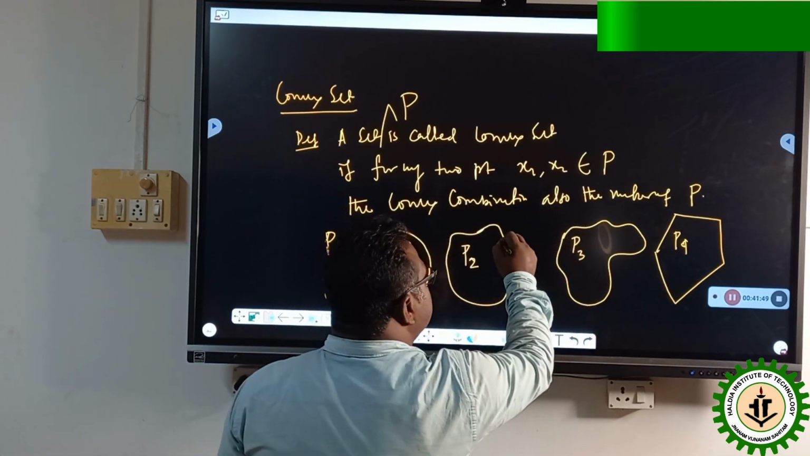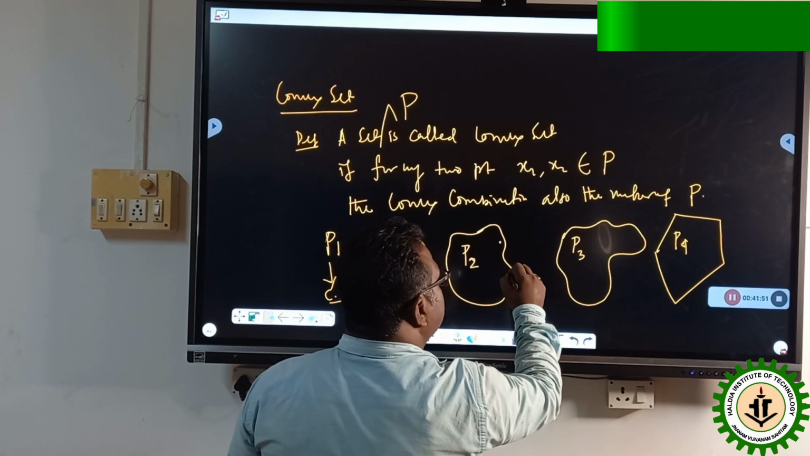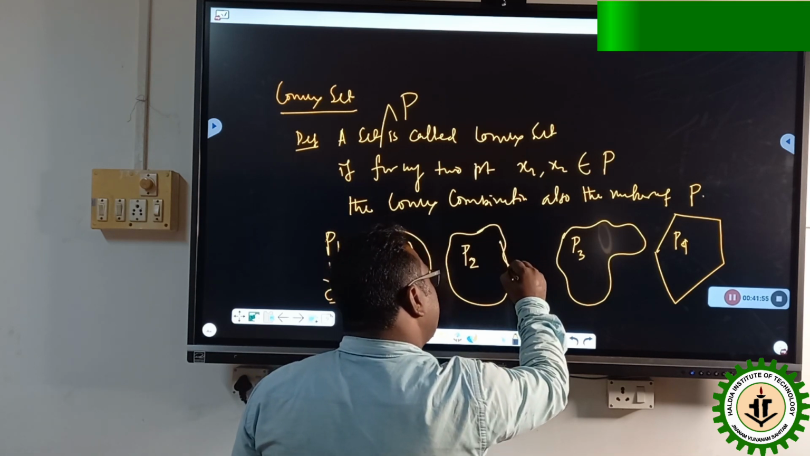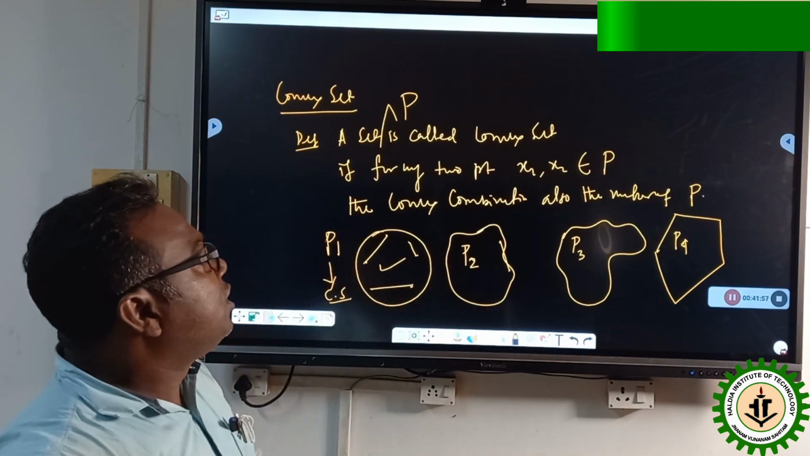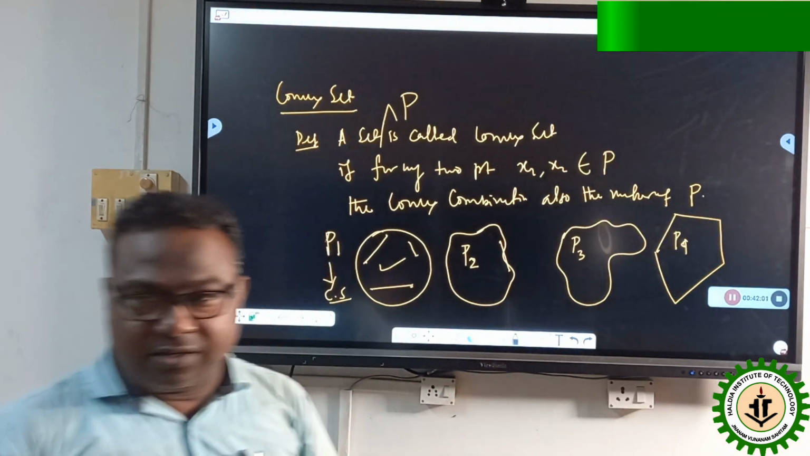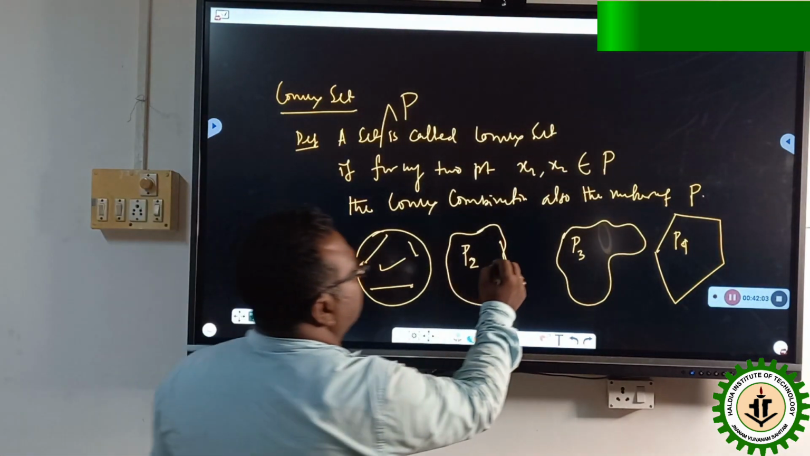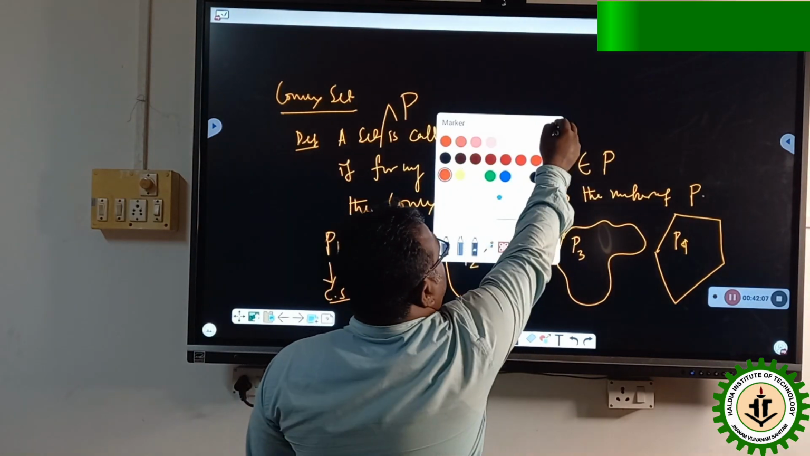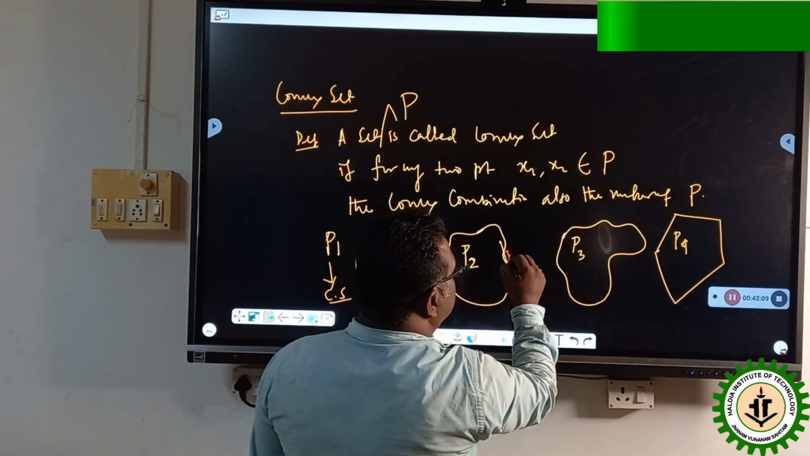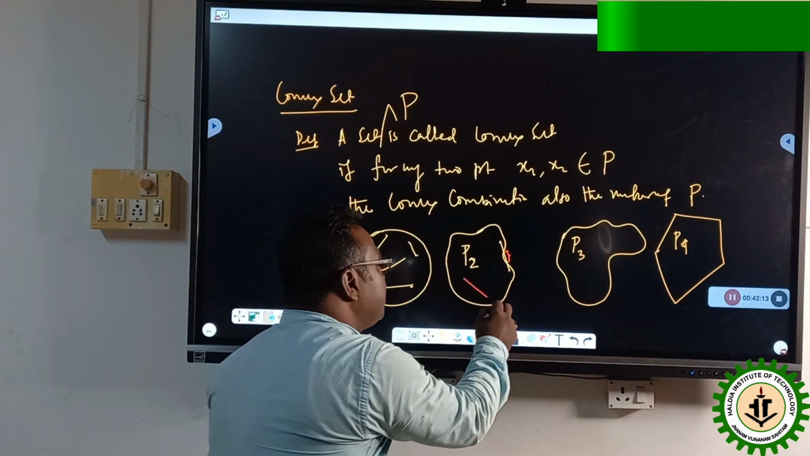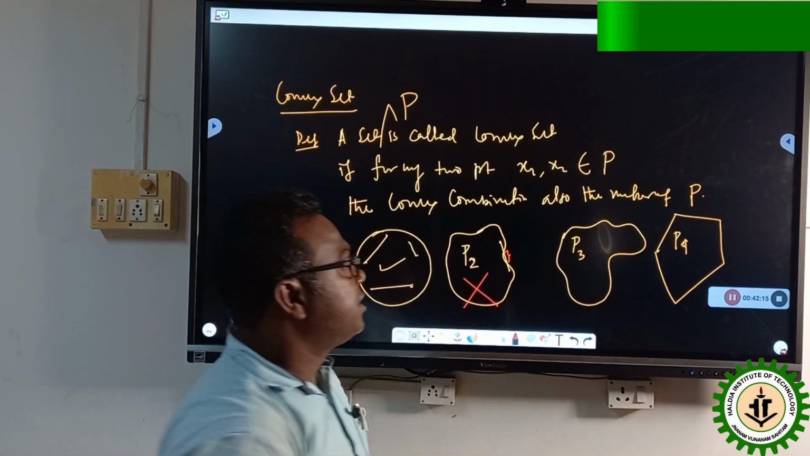If you choose this set, there exist 2 points whose joining line does not lie entirely in it. Some points lie outside the set. So this is not convex.